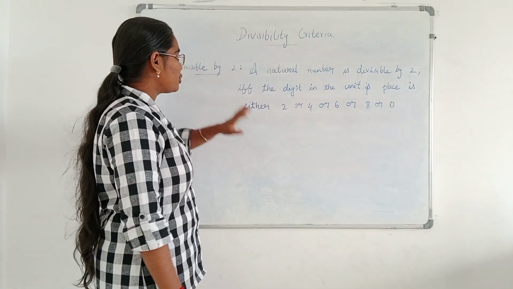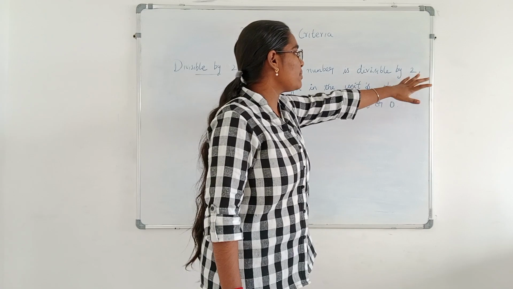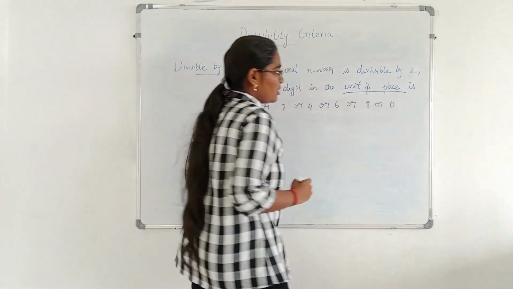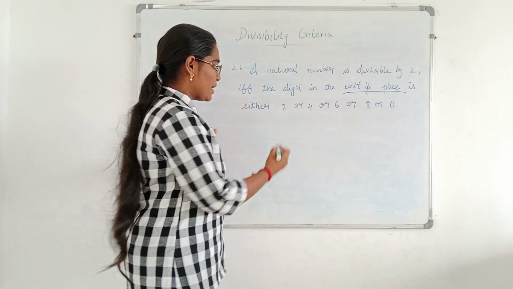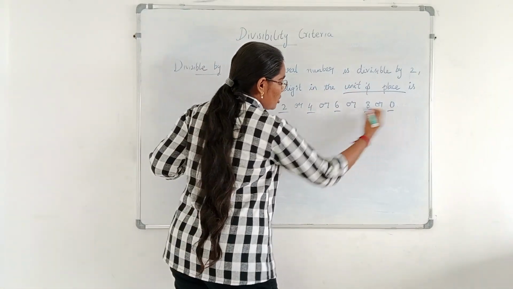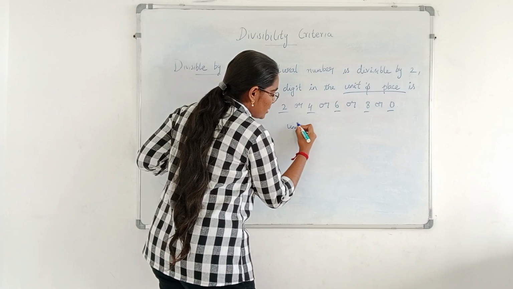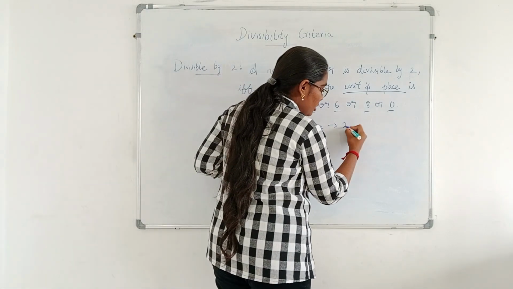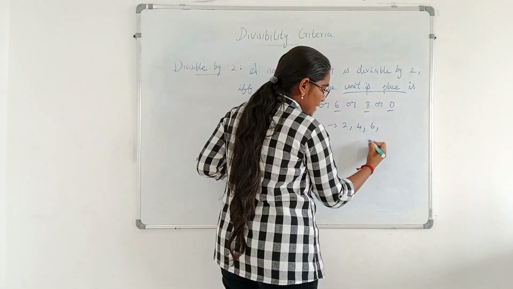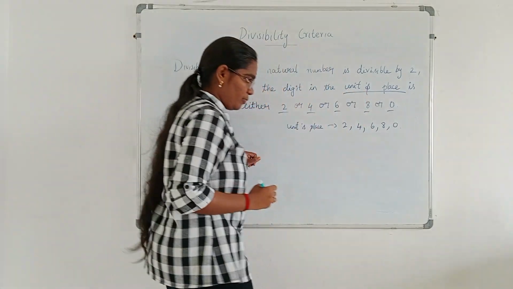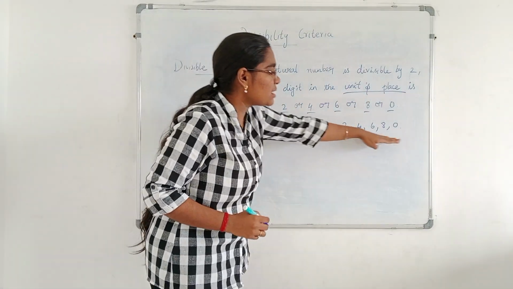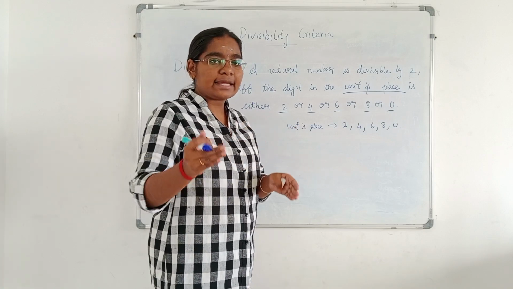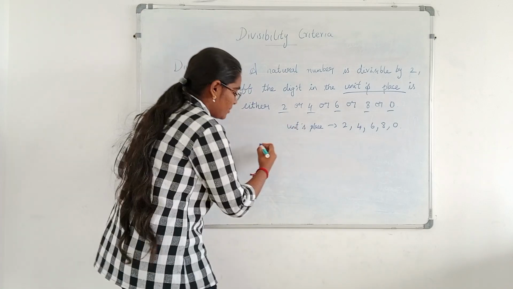Divisible by 2. A natural number is divisible by 2 if and only if the digit in the units place is either 2, 4, 6, 8 or 0. So in the units place, we should have either 2 or 4 or 6 or 8 or 0. If these digits are in the units place, then that number will be exactly divisible by 2. That's the concept here.